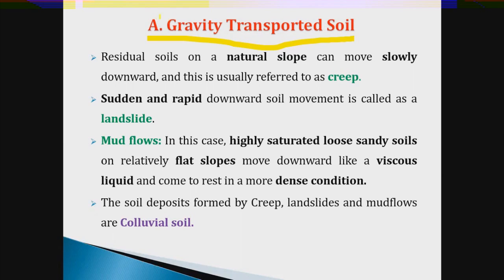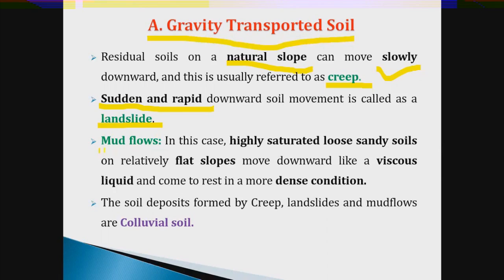Now, there are different phenomena involved in gravity transported soil. The first one is creep. When residual soils on a natural slope move downward in a gradual or slow fashion, the movement of the residual soil is known as creep. And if this downward movement of soil is sudden and rapid, then it will be called a landslide.